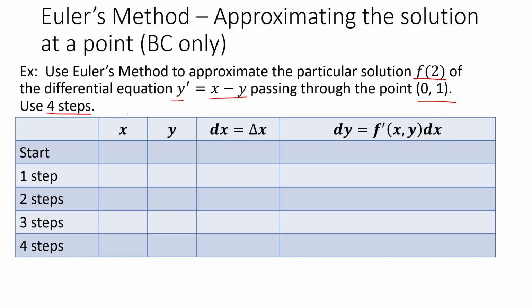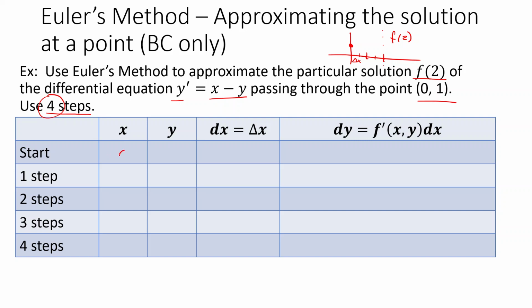Use 4 steps. So we want to get from the point 0, 1, so say we've got this graph, and 0, 1 would be right there, and we want to get over to f of 2. And we don't know where it is. Maybe it's down here, maybe it's up here, who knows. But the way we're going to get there is we're going to break this up into 4 steps, like 1, 2, 3, 4. Each of those is our delta x or dx. And we're going to figure out what the slope is at each point, and we're just going to go by the slope. So let's go ahead and start.